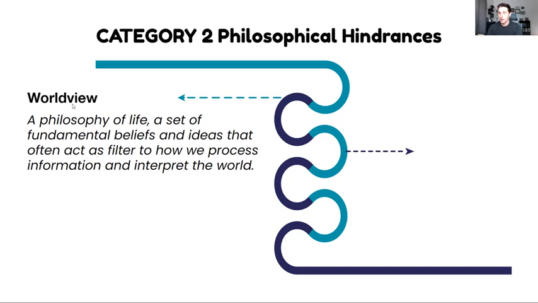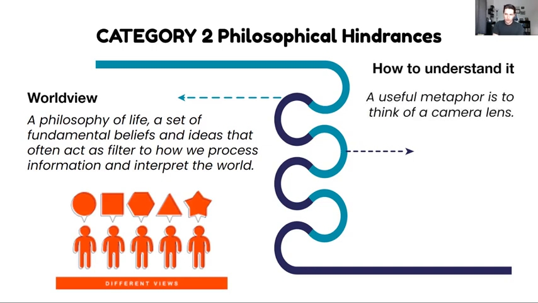This could be our religion or lack of religion. This could be our political beliefs. This could be how we were raised, right? What kind of socioeconomic position we grew up in. All those things and more can affect our worldview, how we choose to see the world. But it can also act as a filter, both for good and for bad, right? And this goes back to the category 1 hindrances in many respects.